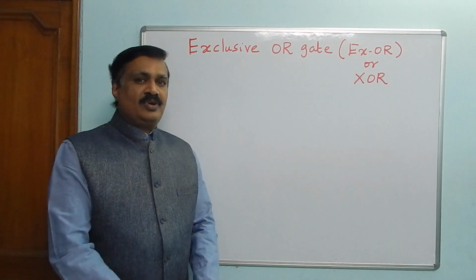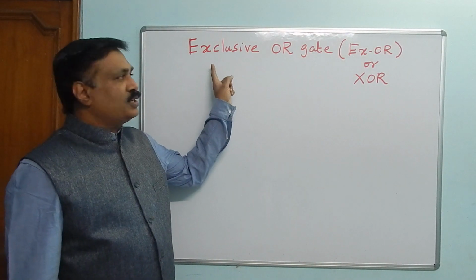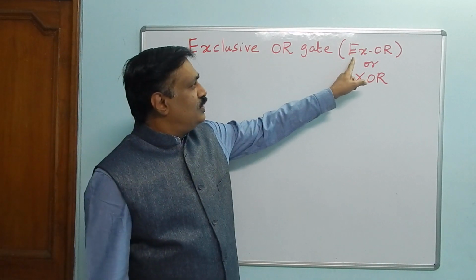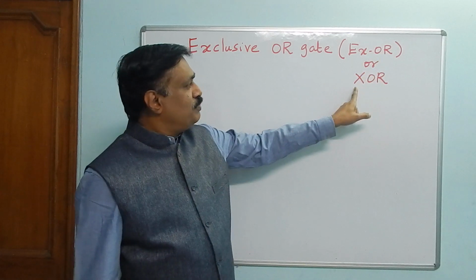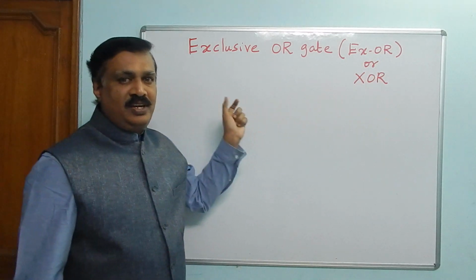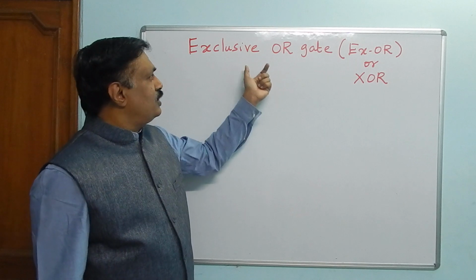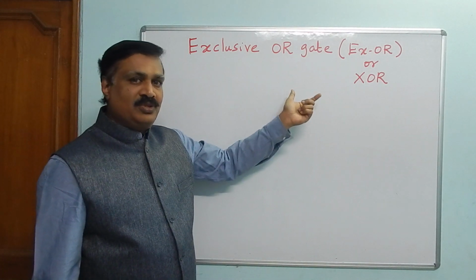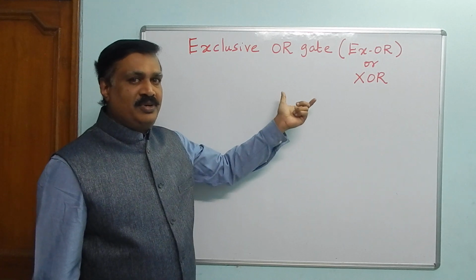Good morning. Today, let us see the exclusive OR gate. It can also be written as XOR. First, I will draw the symbol for the exclusive OR gate and then the truth table. From the truth table, I will explain how it works.